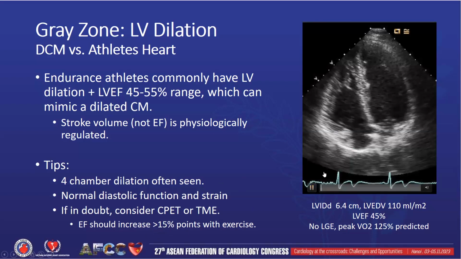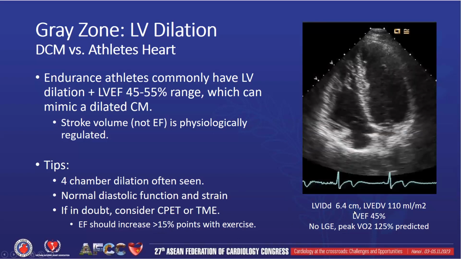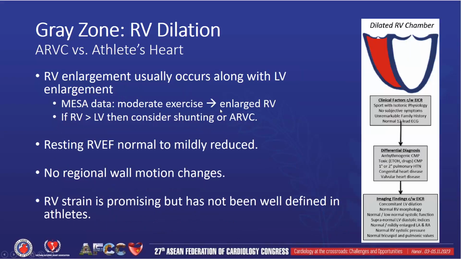This is a case of an individual who had a dilated heart, dilated LV. He's a collegiate swimmer, left ventricle 6.4 centimeters, ejection fraction of 45%. He went on to have a cardiac MRI performed, showed no LGE, and a cardiopulmonary exercise test that showed a peak VO2 of 125% predicted. So all of which is reassuring for the idea that this might just be athlete's heart.